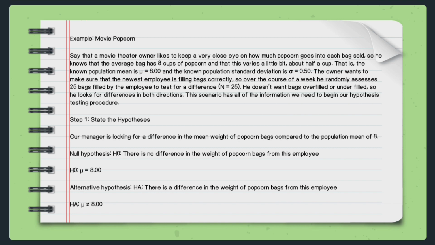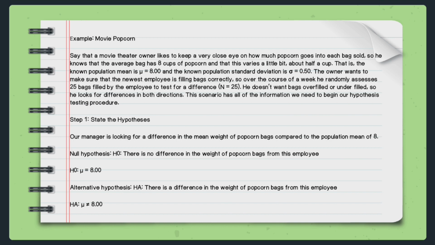Example: movie popcorn. A movie theater owner likes to keep a very close eye on how much popcorn costs each bag sold, so he knows the average bag has 8 cups of popcorn and that this varies a little bit, about a half cup. That is the known population mean, which is 8.00, and the known population standard deviation is 0.50.